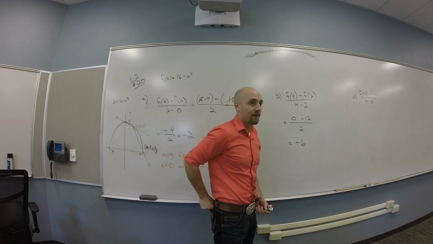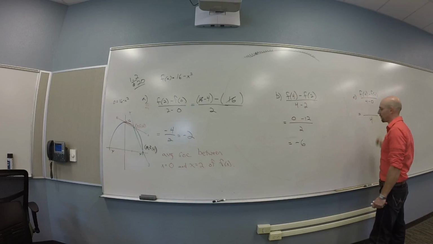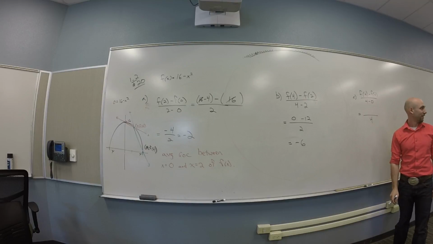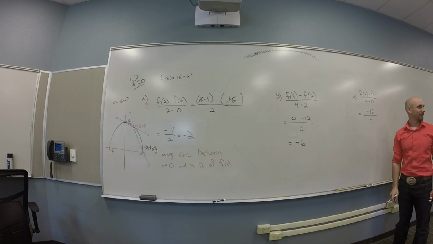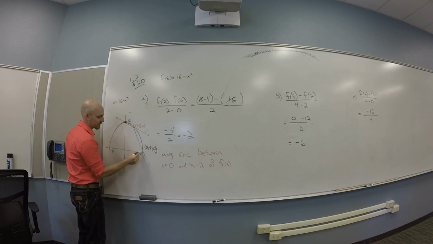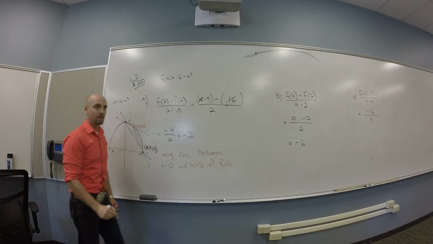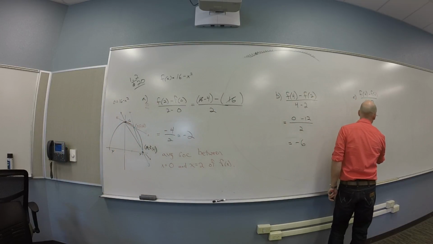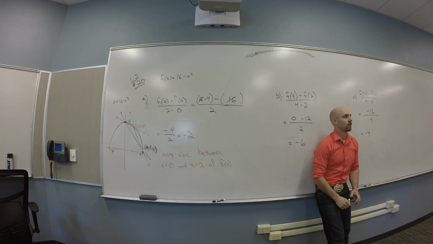Should we do C? C should be really easy. The run's 4. What's the rise? Negative 16. You see why? 0 minus 16. That's the rate of change between the vertex and down here. So it drops 16 units and runs 4. That's the slope of this black line. So I got negative 4 out of this. What would my interpretation sentence be? Average rate of change. Perfect. This is the average rate of change between 0 and 4.